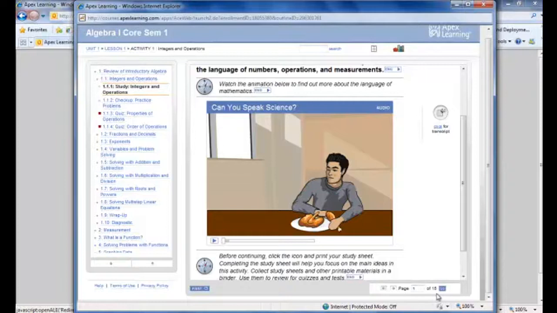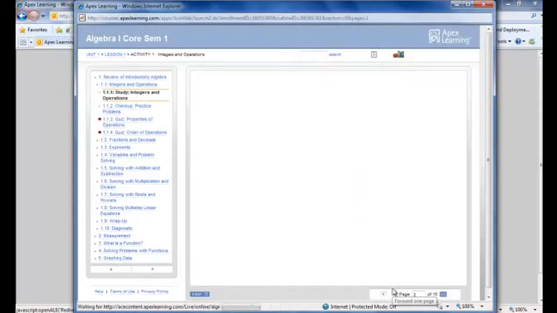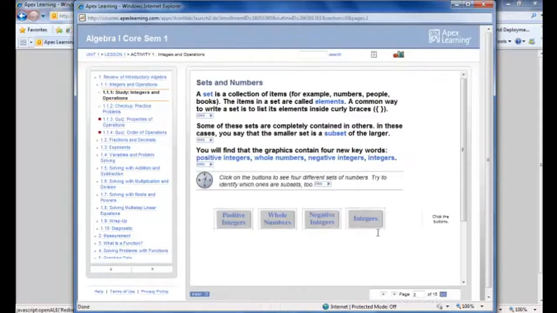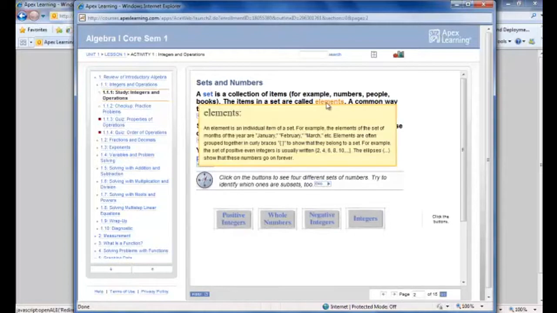I'm on page 1 of 15, and note on my study sheet it told me I would find the answers to the first question on page 2. So a set is a collection of items. The items in a set are called elements. If I hover over elements, it tells me a definition and gives me an example.